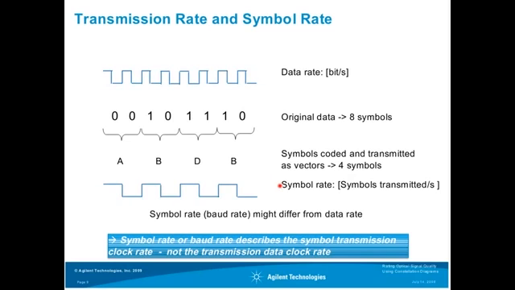So in this special example, the data rate would be twice the symbol rate, or we have reduced the needed bandwidth by a factor of 2. And this is, again, the reason why advanced optical modulation formats or advanced modulation formats are so attractive in RF, but also in the optic world. So symbol rate or baud rate describes the symbol transmission clock rate, not the transmission data clock rate.